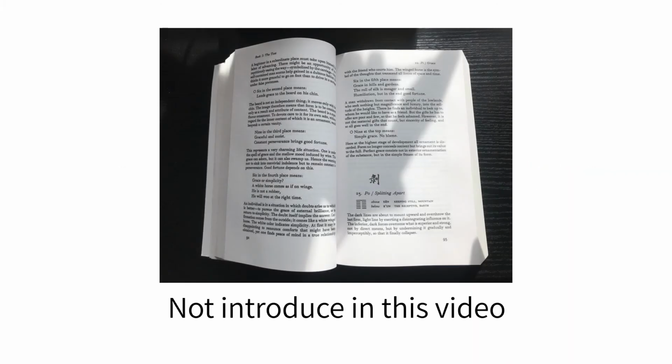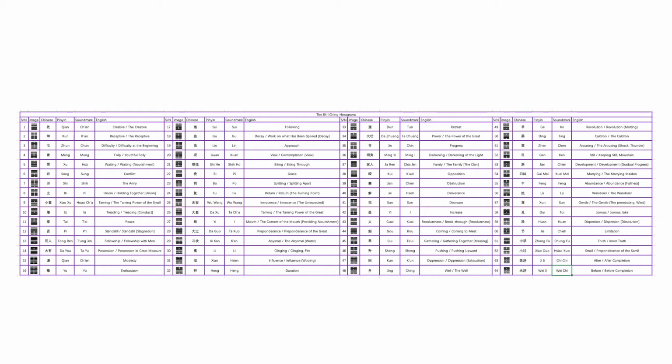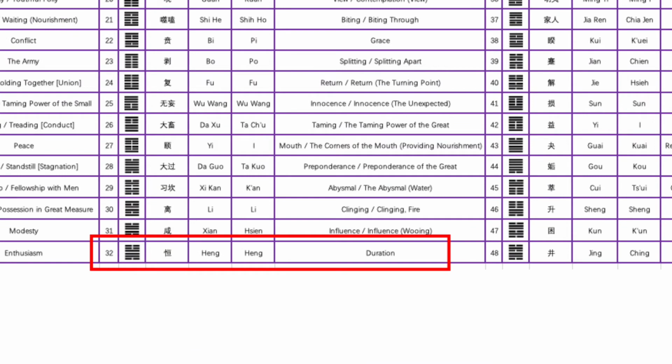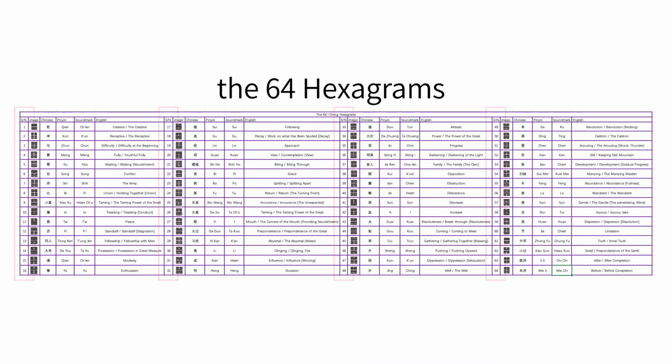Although this video will not introduce the specific contents of the I Ching, when we're talking about the I Ching, we have to mention the core of it, which is the 64 hexagrams. This table lists some of the most basic information of 64 hexagrams: 1, 2, 3, 4, 32, 48, 64. As can be seen from the serial number, there are a total of 64 hexagrams.